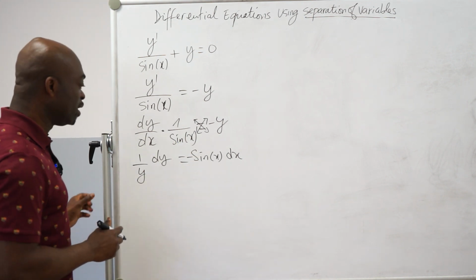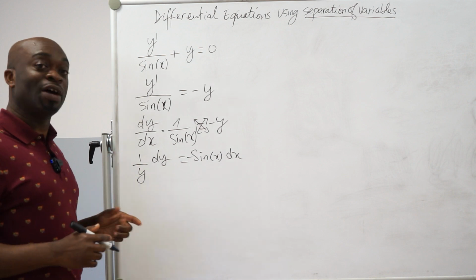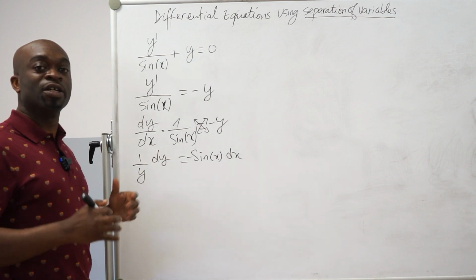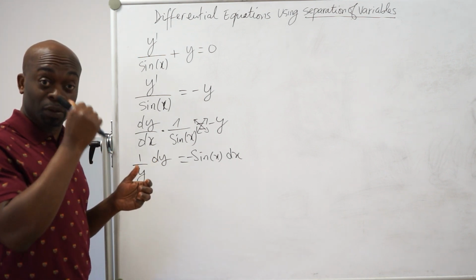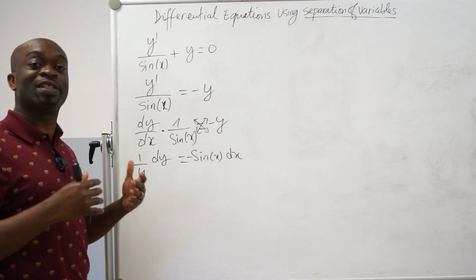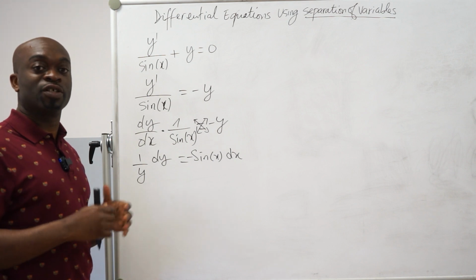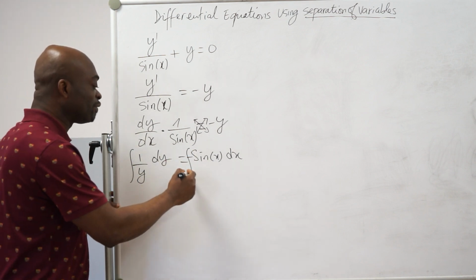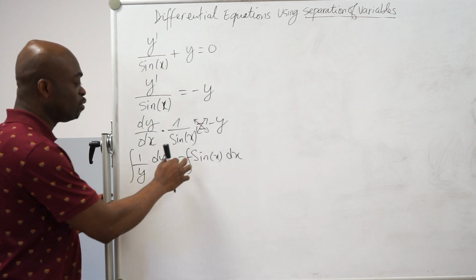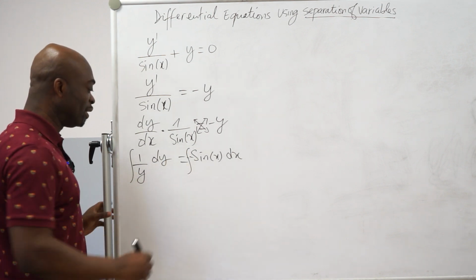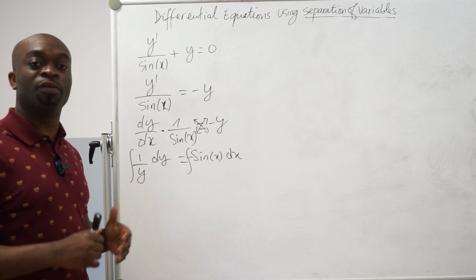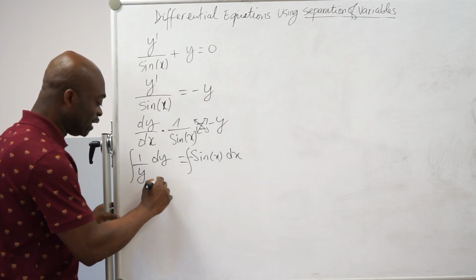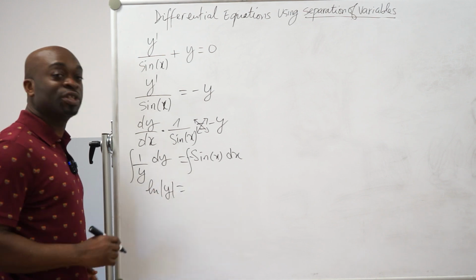All right, ladies and gentlemen. Now that we have this, do not forget we're solving for y, but we still have dy on the left side here. So in order to work it out, we're going to have to take the integral of it. Whatever we do on one side of the equal sign, we have to do the same thing on the other side. The integral of 1 over y will give us ln of absolute value of y, which is then equal to what?